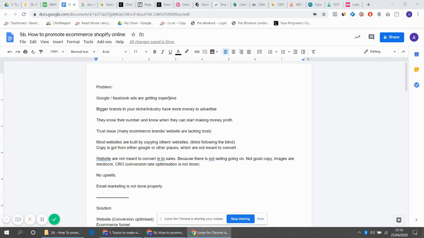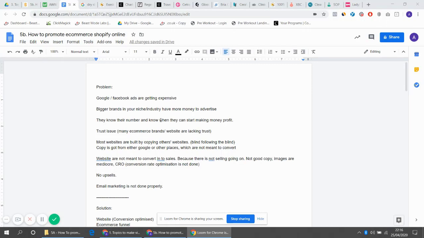Google and Facebook are getting expensive day by day because these platforms are working well and the e-commerce websites are making money. Whatever they're trying to sell, they are selling on Google and Facebook, and both platforms know that, and more marketers are coming. Hence, the traffic is getting expensive. Whatever niche you are in, there are bigger brands or bigger players in your market that have more money to advertise.